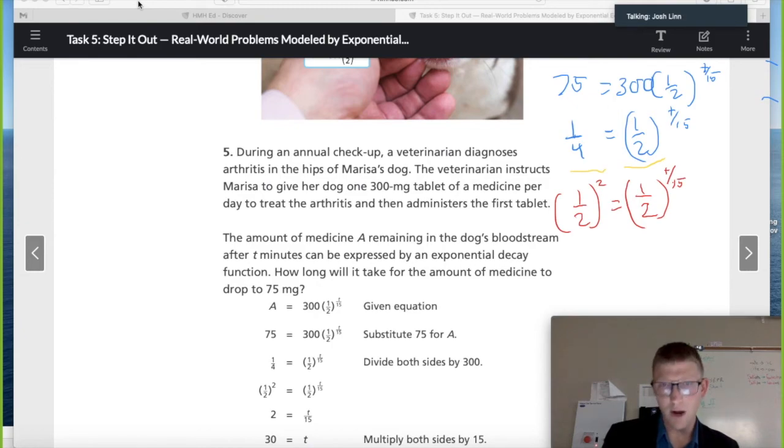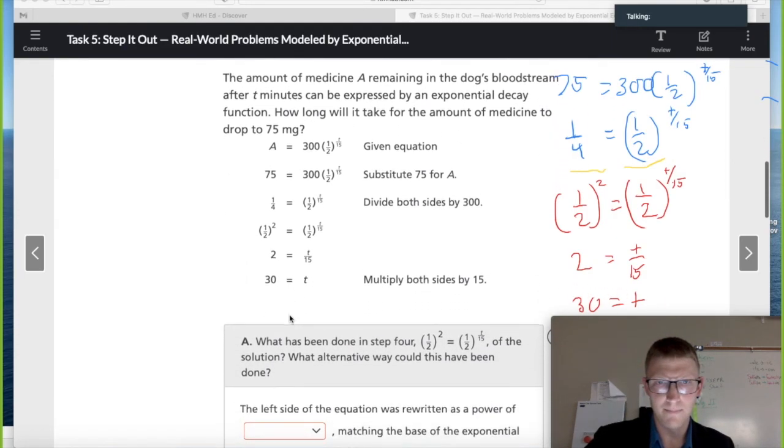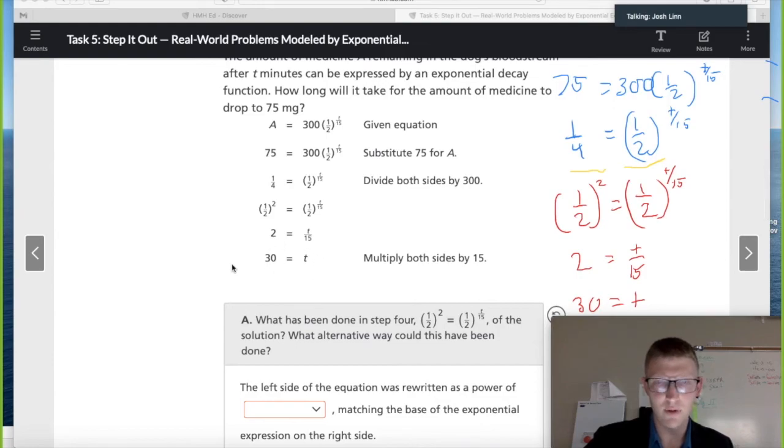And again, because of our exponential equality rule, or whatever the formal name of that was, we can say 2 is equal to t over 15. Then we just do normal algebra, multiply by 15 on both sides, and we've got 30 equals t. So the answer is going to be 30 minutes. So t equals 30.